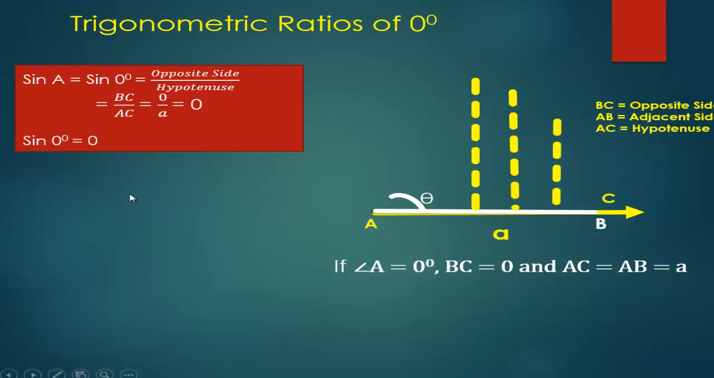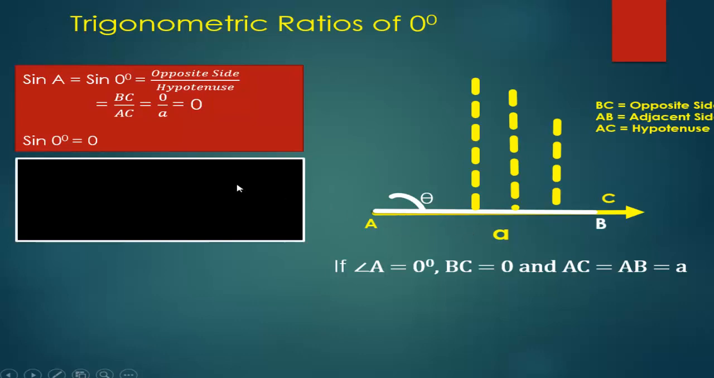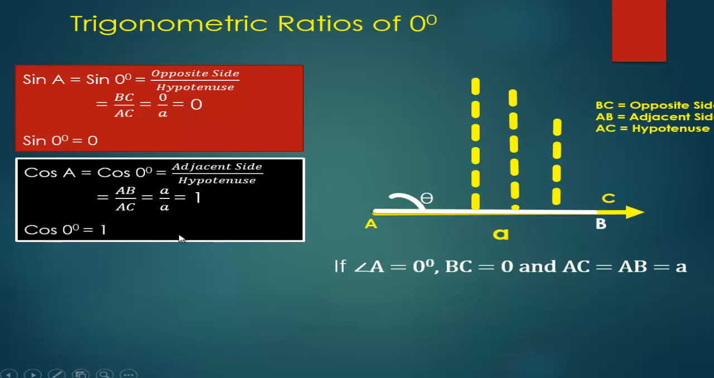Next cos theta, where the angle is 0. Cos 0 means adjacent side by hypotenuse. Here the adjacent side is AB, which became A, and the hypotenuse AC is also A. That is AB by AC, that equals A by A, which equals 1. Therefore cos 0 equals 1.